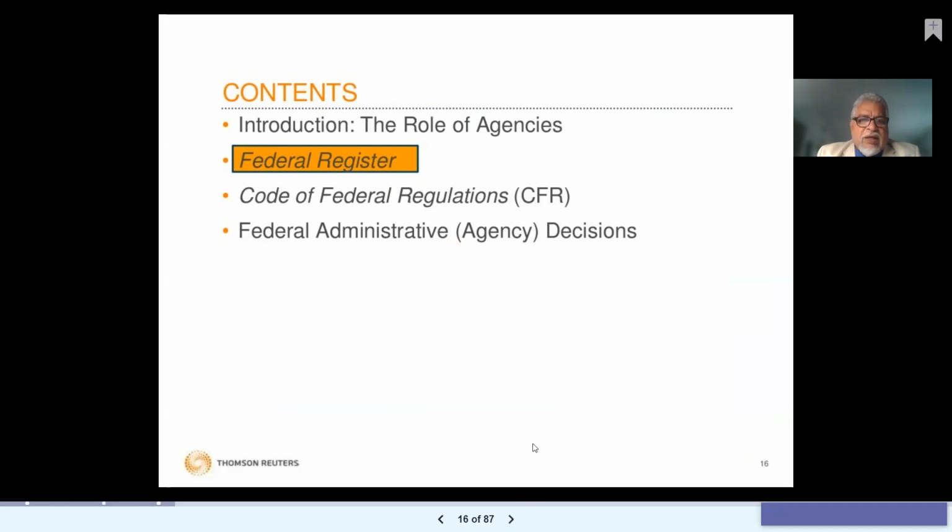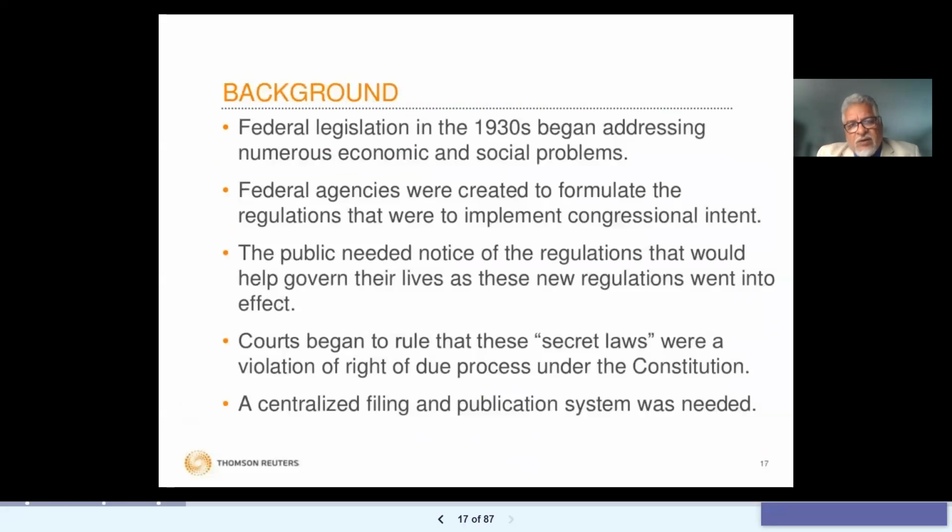Okay, so the role of agencies, the Code of Federal Regulations, the federal agencies, and the federal legislature: in the 1930s they began addressing numerous economic and social problems. These agencies were created to formulate the regulations to implement the congressional intent, and the public needed notice of these regulations so they could have their say in what belongs and doesn't belong in their backyard. And of course courts began to rule that these secret laws were a violation of the right of due process under the Constitution. So they made it so that it has to be open, public, and available for the people.